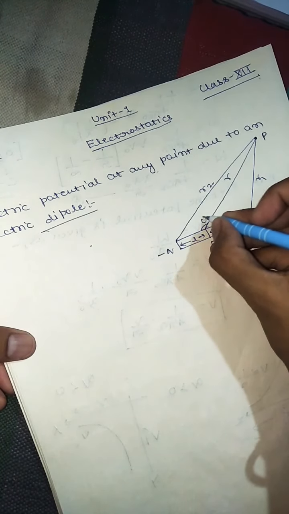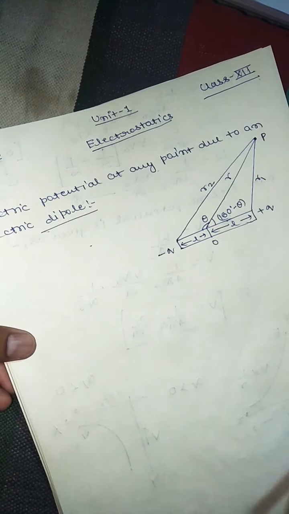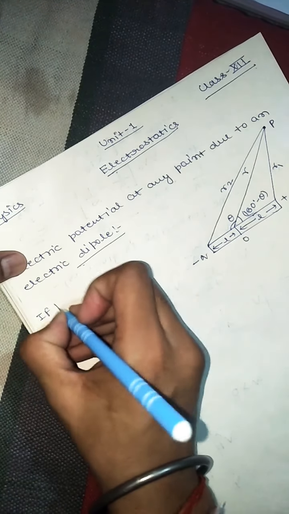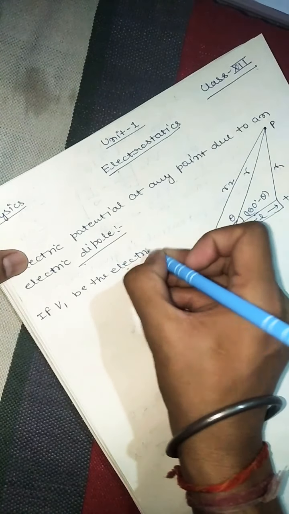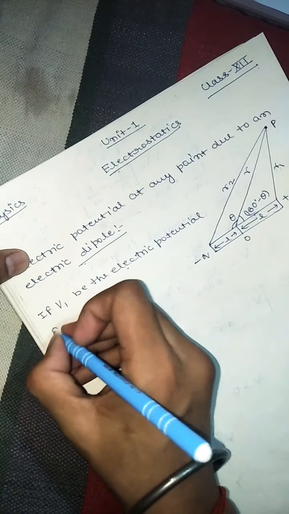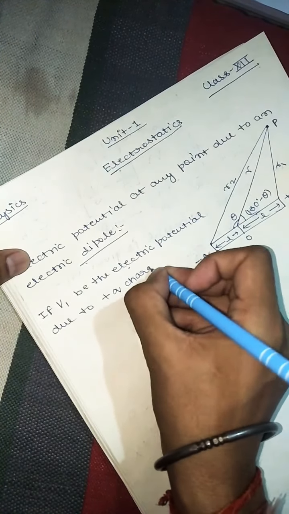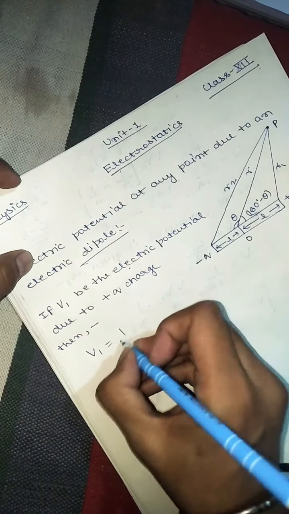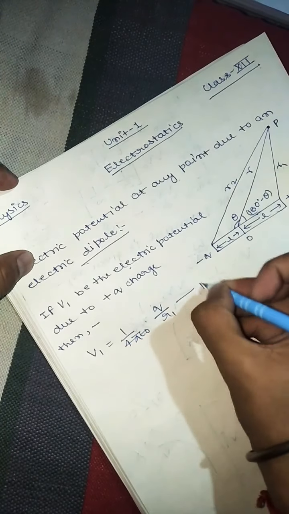If this angle is theta, then this angle would be 180 minus theta, we know that. So what is next? If V1 be the electric potential due to positive q charge, then V1 is equal to 1 upon 4 pi epsilon naught q upon r1. Equation number 1.